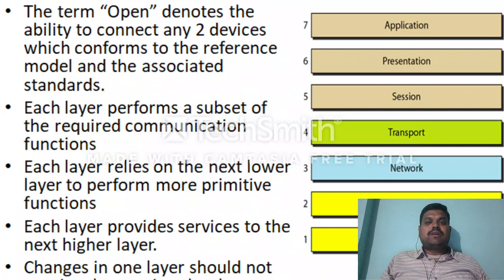Here in Open System Interconnection, the word open denotes the ability to connect any two devices which conform to the reference model. That means any two systems that conform to the standard protocol structure of the OSI model can communicate in computer networks. Each layer has a subset of required functionalities and well-defined interfaces. Each layer provides services to the next higher layer. For example, looking bottom-up, the physical layer provides service to the data link layer, the data link layer provides service to the network layer, and so on.